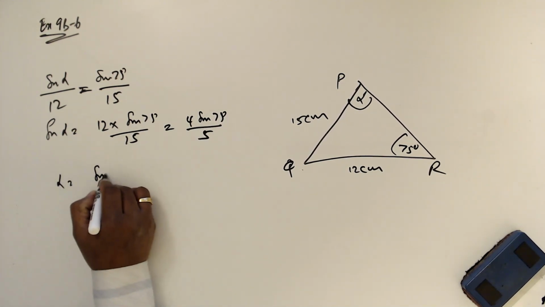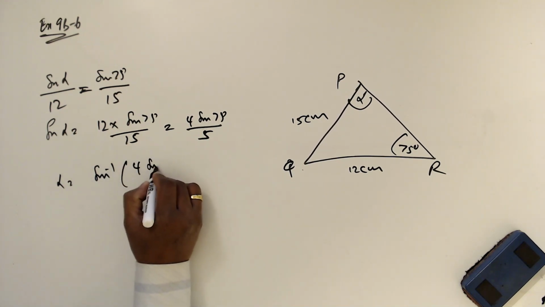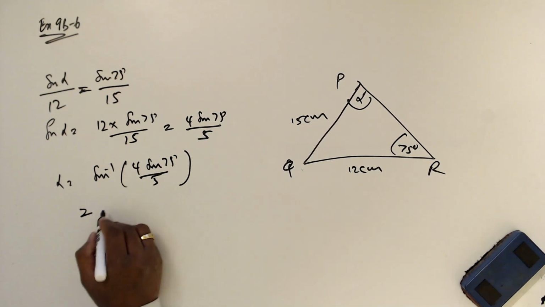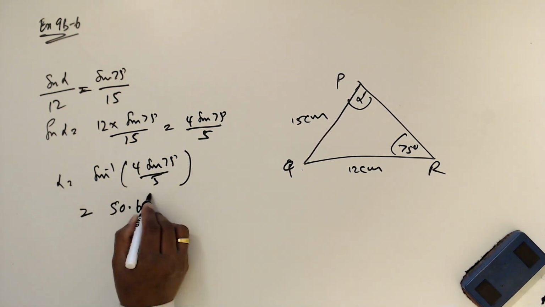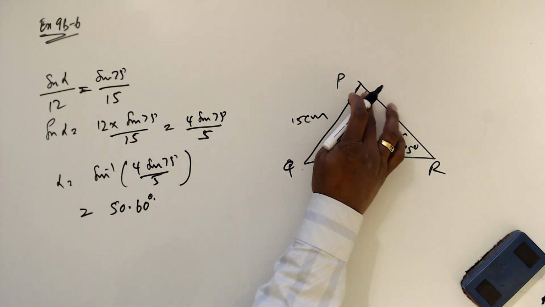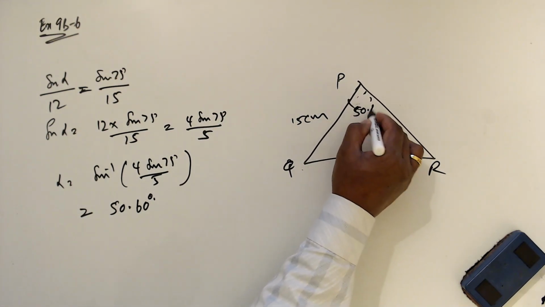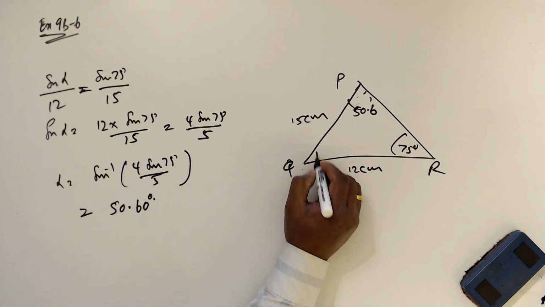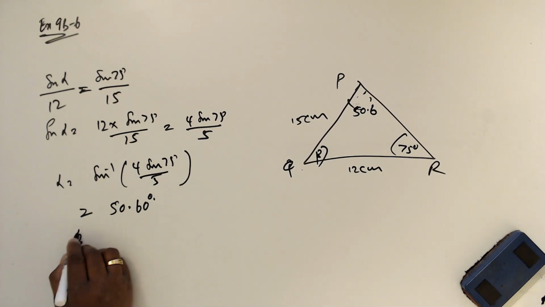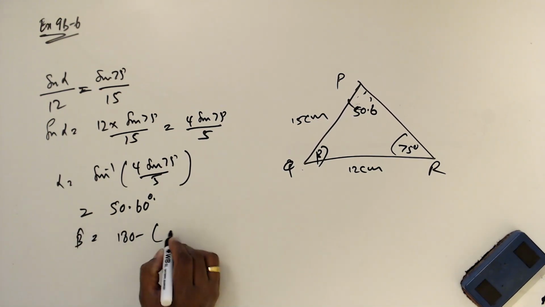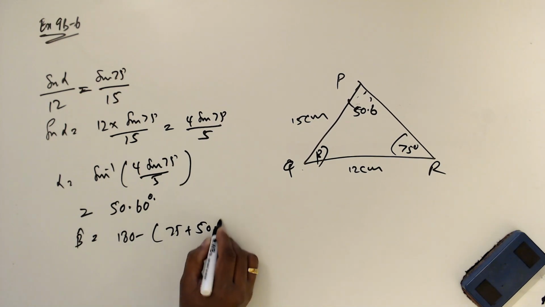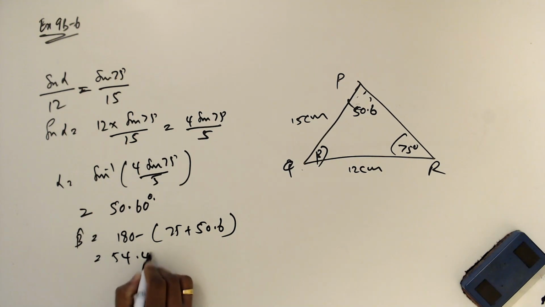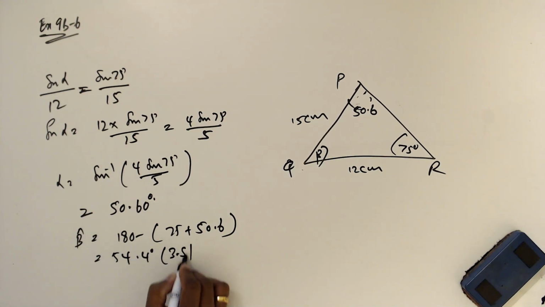So alpha equals sine inverse 4 sine 75 over 5, which is 50.6. Now I can find this one. Let's say beta equals 180 minus (75 plus 50.6). So this is 54.4 to 3 SF.